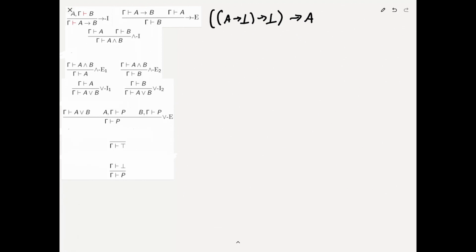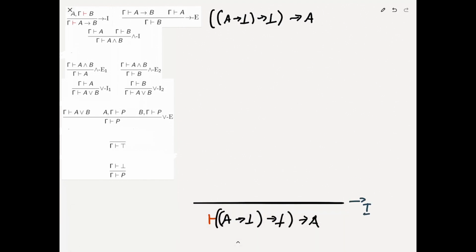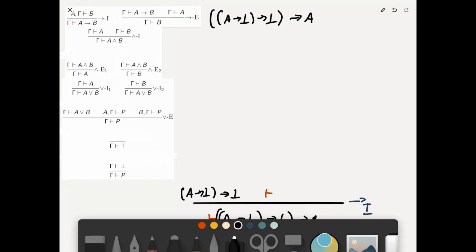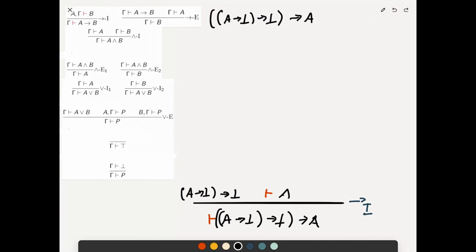Okay, turnstile. I want to show A implies false implies A. If I use my implication introduction rule, which is the only introduction rule I could possibly use, then I get on the left-hand side of my turnstile a large assumption, A implies false, and I need to show A. Well, here's a problem. I can't use any of these.